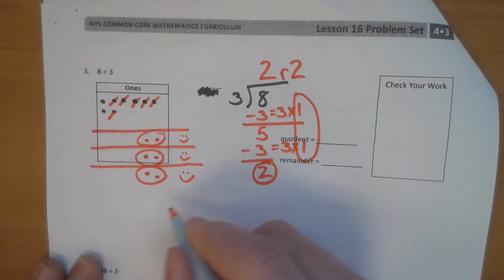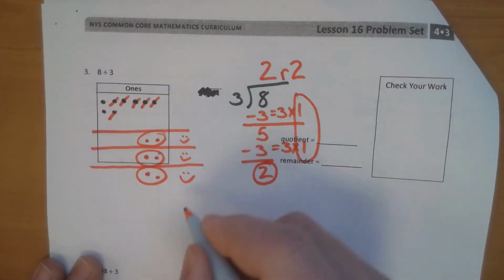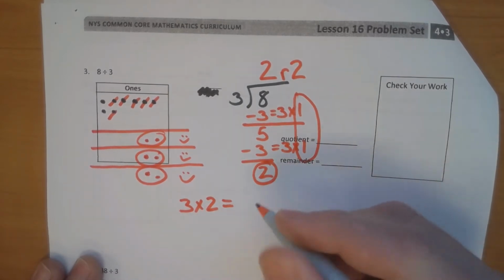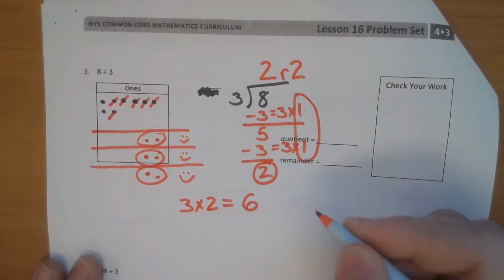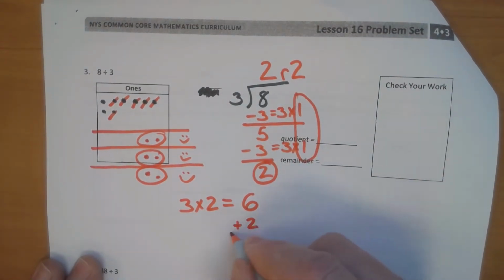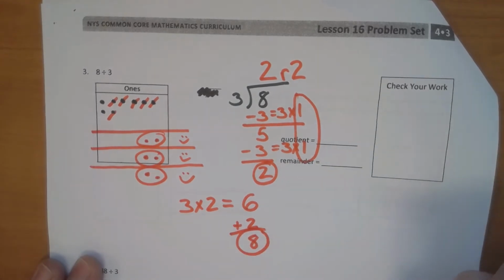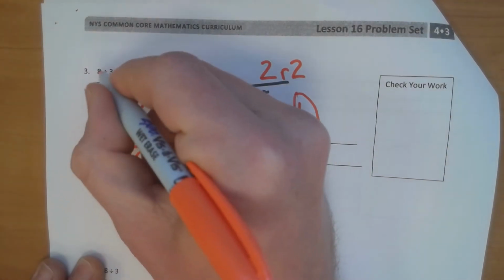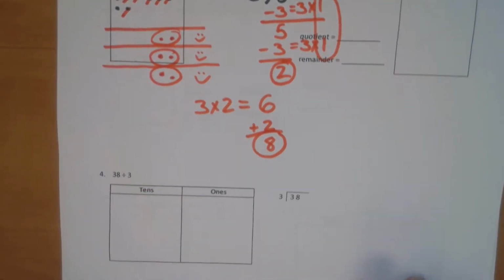And I can check my work by doing this. I can say, all right, well, I'm going to do 3 times 2. I'm going to do the opposite of division, which is 6. But I had those 2 left over. So if I take that 6 and add those 2 back in, that brings me back to the original 8. 3 times 2, add those 2 back, the original 8. All right, let's look at this next one here.